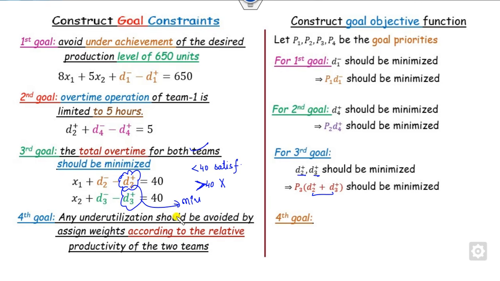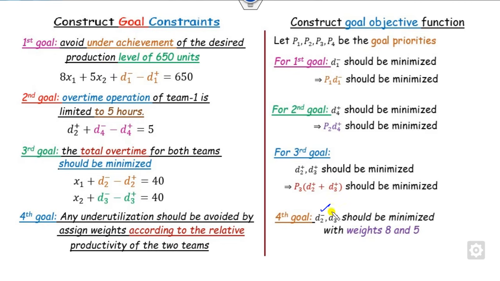Look at the last one: you have to utilize the weights according to the relative productivity of the two teams. What is the productivity of them? This is 8 and 5. So you can see the underutilization of the teams: D2 negative and D3 negative are the underutilization, having the weights 8 and 5. So this is the total. You want to minimize this, and since this is the fourth goal, the priority is P4. So I can write this here.